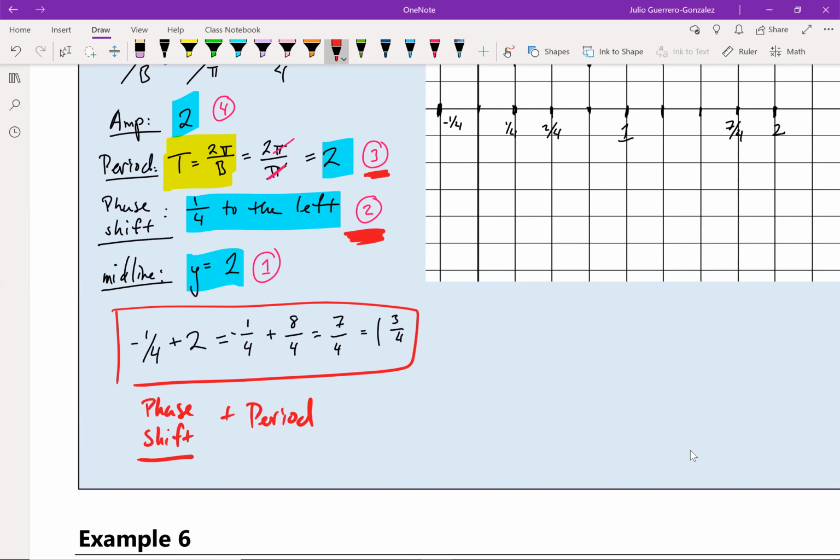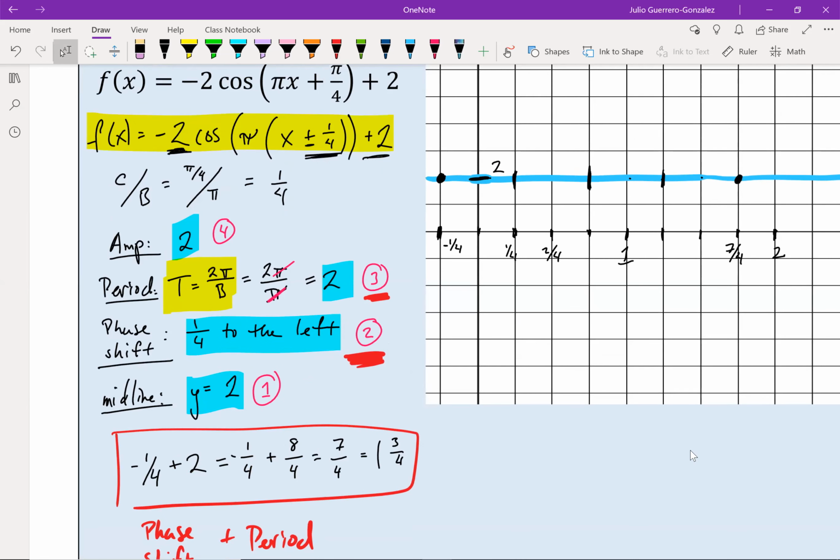So if you take a look, the distance from here to here is 2. So my period is satisfied. So the period's just telling you the length of one squiggle. Okay? Mm-hmm.